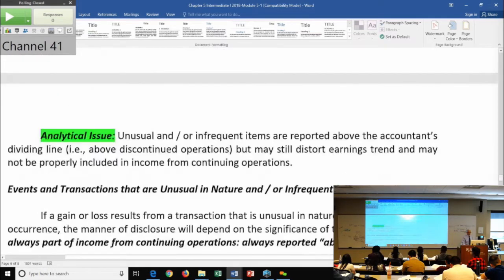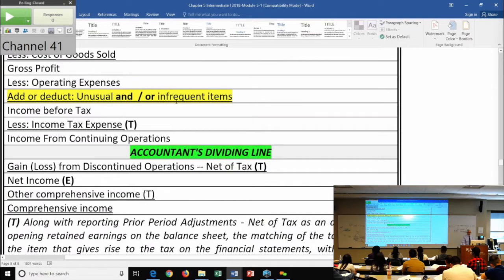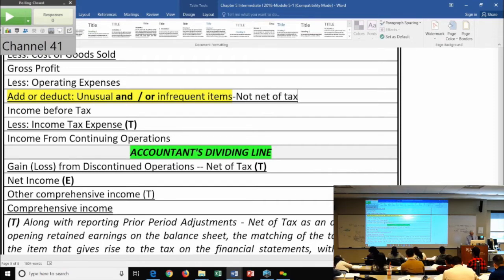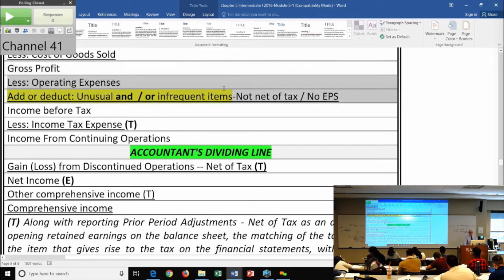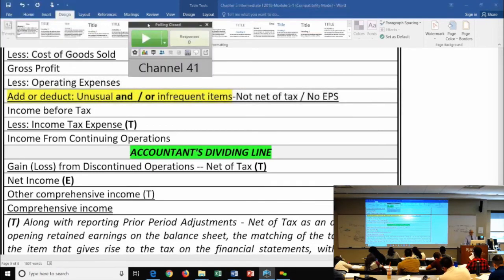And that's what we saw up here in our yellow highlighted area. Those would be broken out separately. The only thing is that you don't show the net of tax and you don't have separate earnings per share. Just to note that. So when you look up here, these are not net of tax, and no EPS. When they're shown above the line, they're not shown net of tax, and you don't have any EPS.